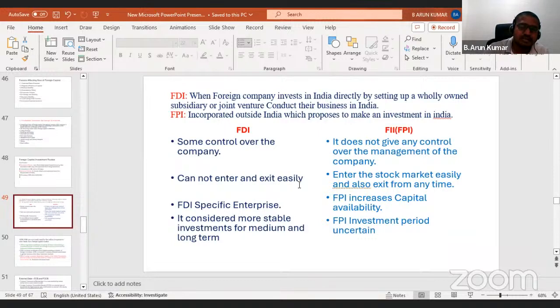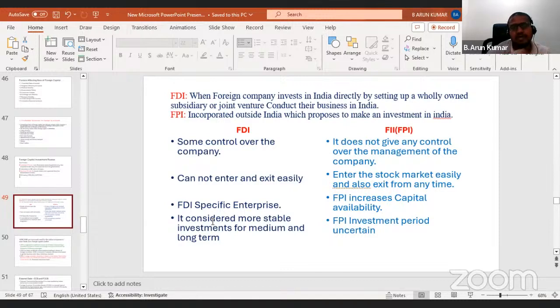Coming to the FDIs, they are considered more stable investments for the medium and long term. Through FDIs, they will hold this capital for some 3 years, or more than 3 years, 5 years or more than 5 years. Some time period they hold that particular capital.